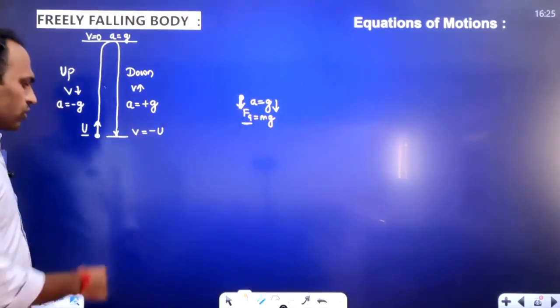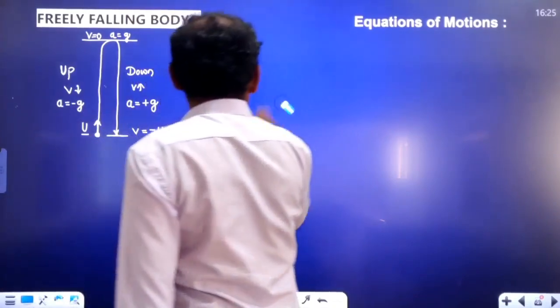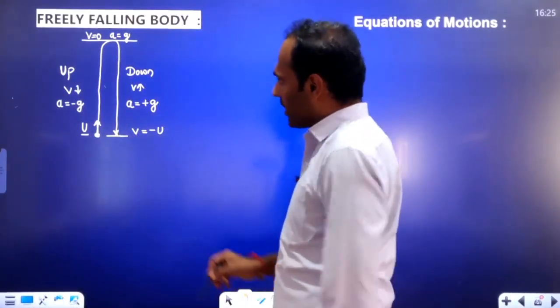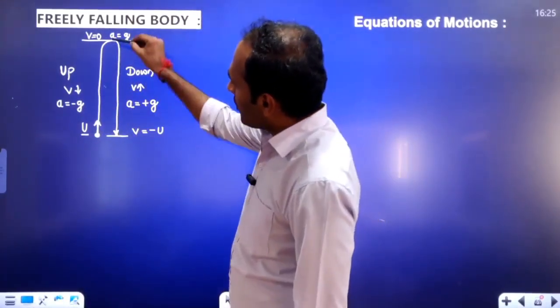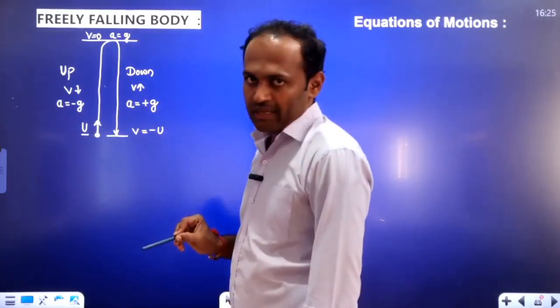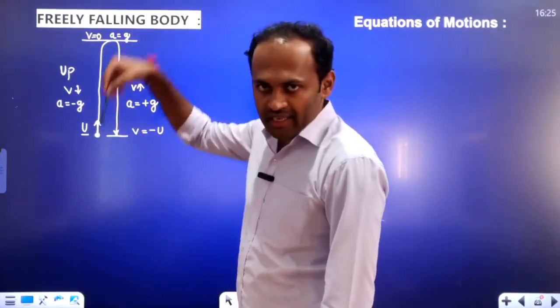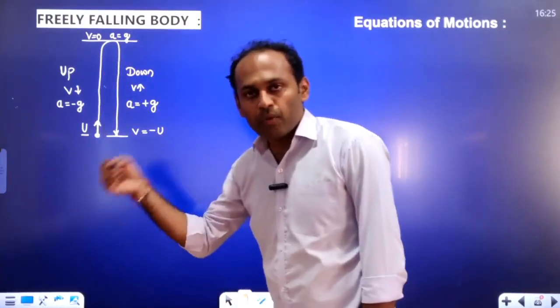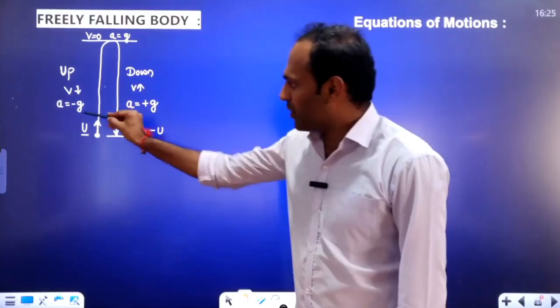Now you can understand it in one more way. See, when we are moving upwards, the velocity is in the upward direction. Direction of velocity is upwards. Which side will the direction of g be? Downwards. That means g is in the opposite direction to velocity. That's why we say minus.